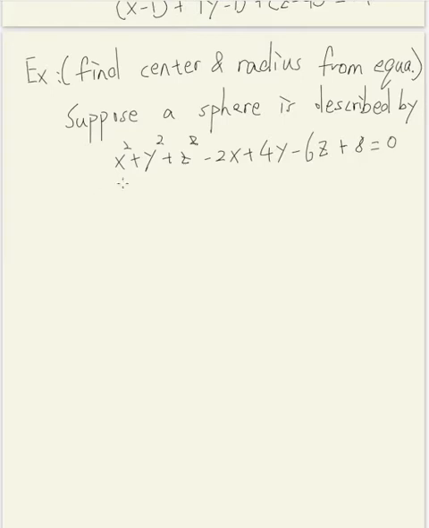Okay, so let's group things that depend on x. So we have x squared minus 2x. Okay, and then y squared plus 4y. And then plus z squared minus 6z.